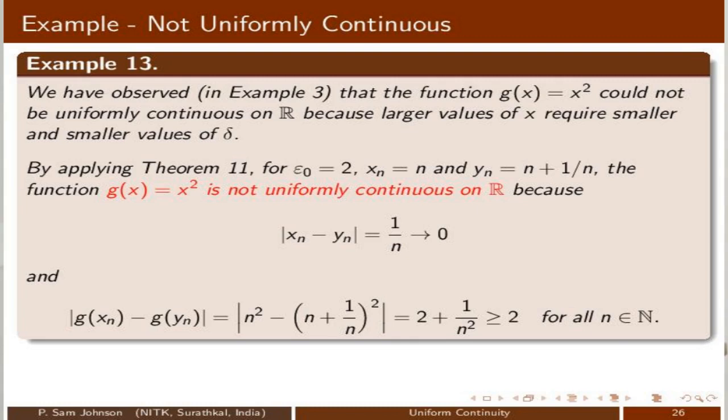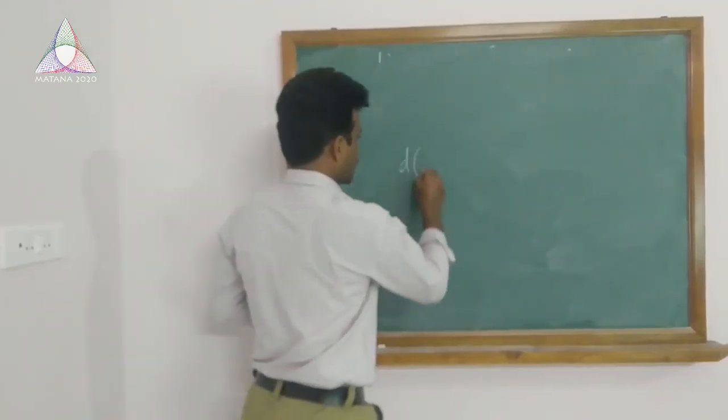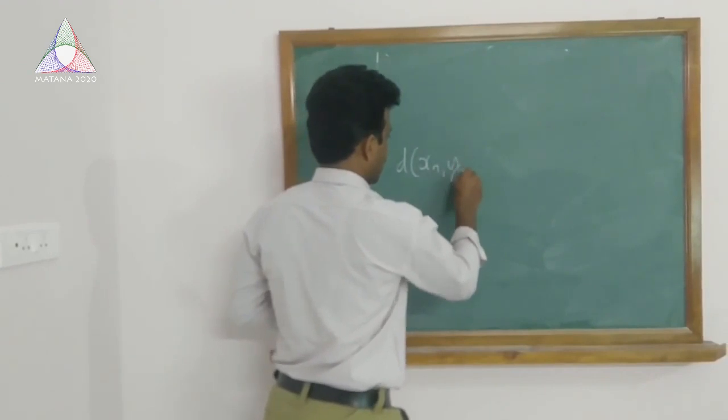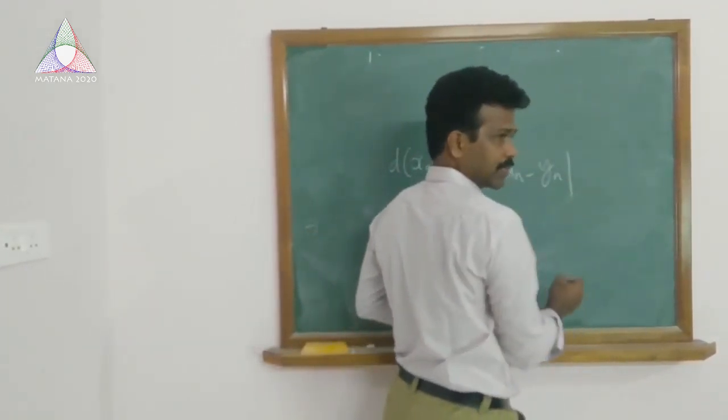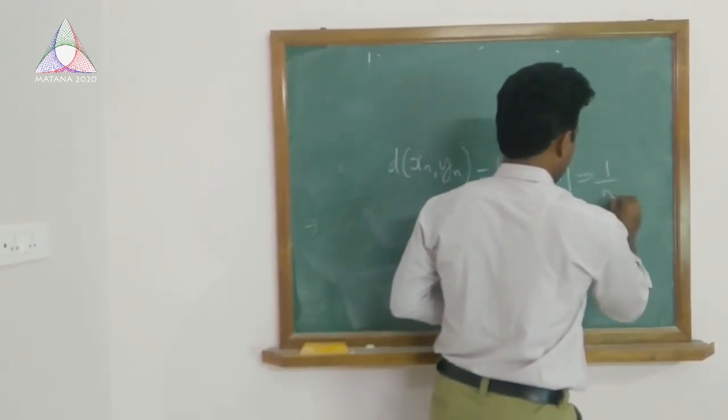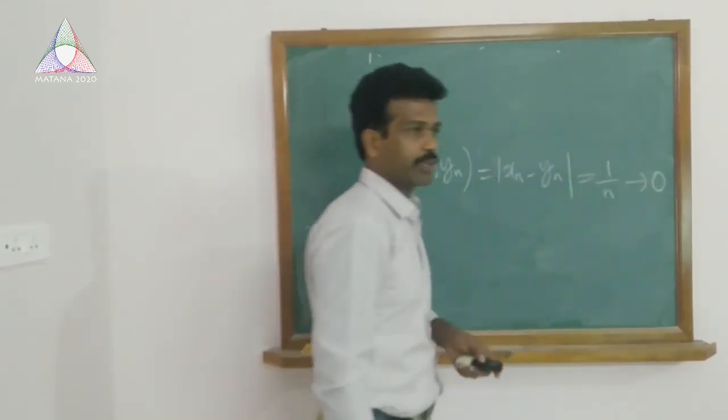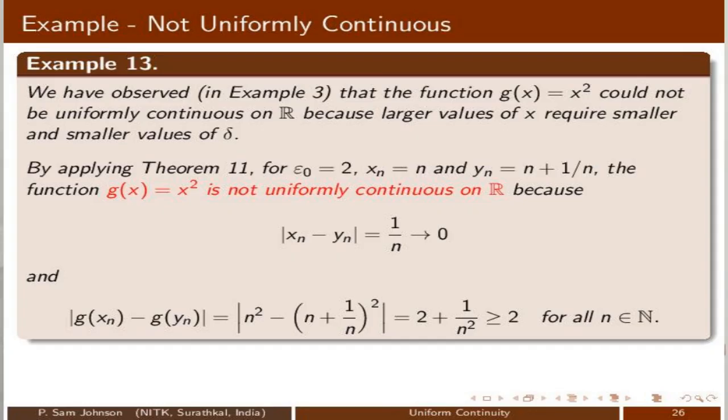the distance between xn and yn, so here we are in the set of real numbers, the distance between xn and yn, which is modulus of xn minus yn, which is 1 by n, tends to 0. But if we calculate modulus of g(xn) minus g(yn), it is greater than or equal to 2 for all n. Therefore, this function is not uniformly continuous on R.